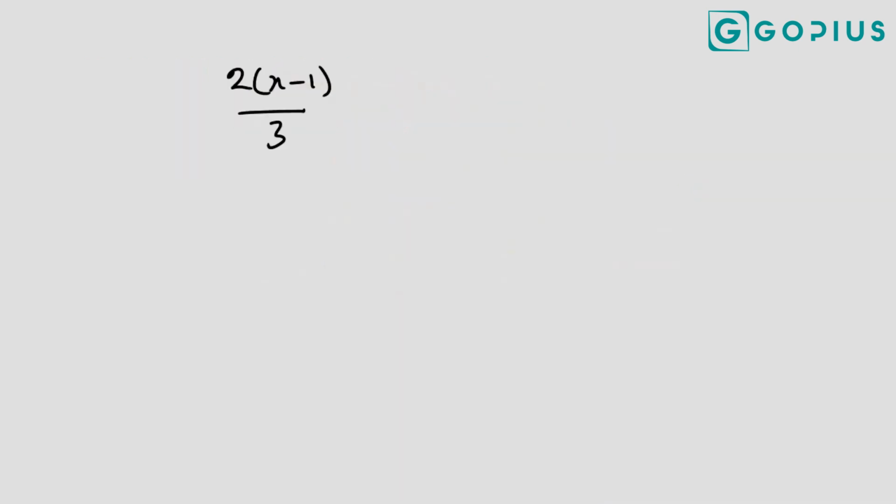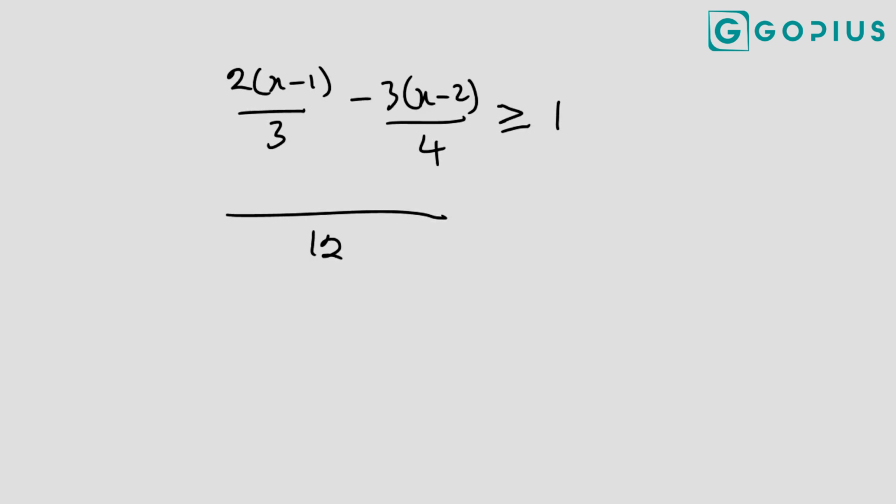So we have 2 into x minus 1 divided by 3, minus 3 into x minus 2 divided by 4 is greater than or equals to 1. Now on the left hand side we have two fractions which we need to combine by finding the LCM. So we draw a line here and we find the LCM of 3 and 4, which of course is 12. So you know how we go about this with fractions.